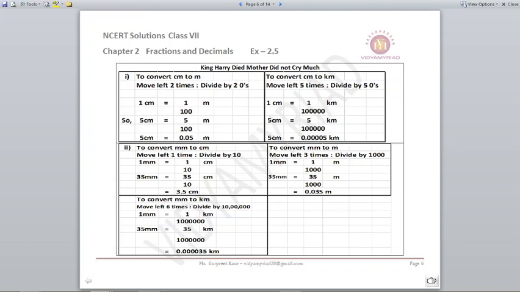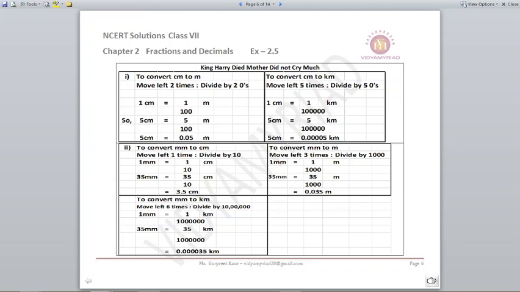Next, to convert millimeters to kilometers. That means from much I need to go back to king. How many jumps do I need to do? I need to do 6 jumps. That means 6 zeros. So 1 millimeter will be equal to 1 upon 1 and 6 zeros, that means 10 lakh kilometers. So 35 millimeters is equal to 35 upon, put 6 zeros. It will result in kilometers.